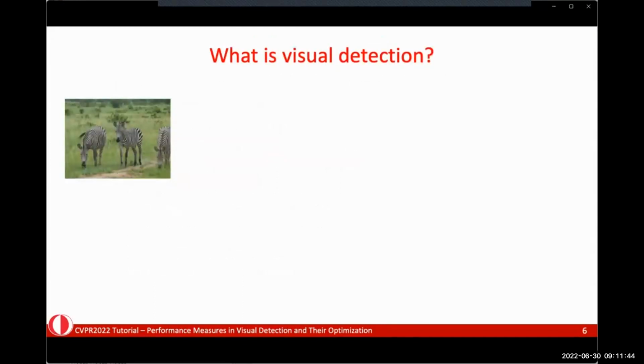So let us first define what visual detection is. We start with an input image and feed this to a visual detector, which is typically a deep neural network. There might be some pre-processing and post-processing steps here, but they are not shown for simplicity.